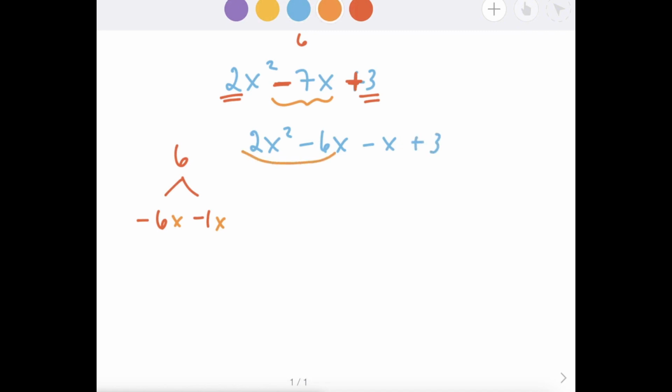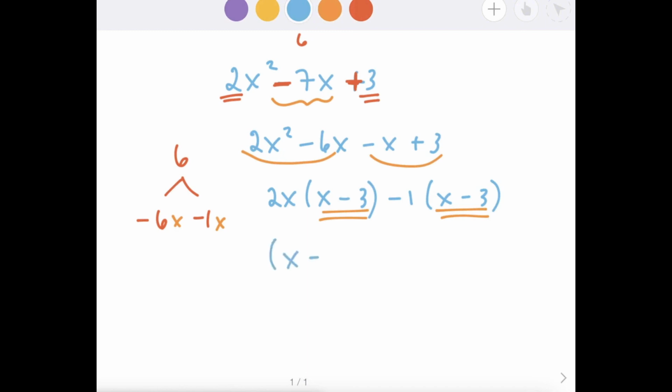and then now we use our grouping technique. So we're going to group the first two terms together and then factor out the common 2x, which would leave us with x minus 3, and we need to get an x minus 3 from the second group as well, which means that we'll need to factor out a negative 1 in order to get x minus 3 remaining. Now we factor the common x minus 3 out of both of these terms, so we're going to have x minus 3 times 2x minus 1, and this is how the numerator factors.